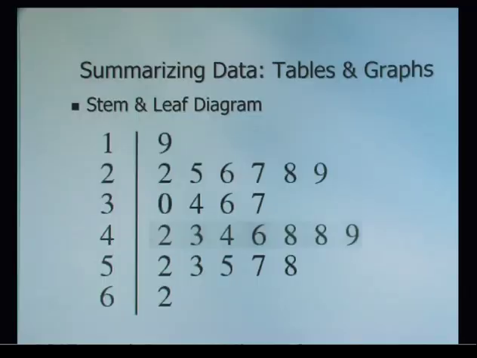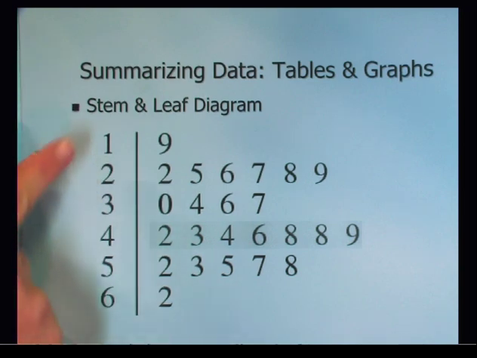Another type of graph, kind of a cross between a graph and a table, is the stem and leaf diagram. And I do not believe this one is in your book, so take a close look. The stem and leaf diagram is sort of like a histogram, except it has the actual numbers included in there. Let's say that these were the ages of a class.